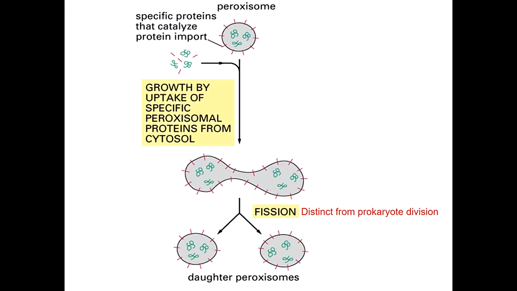Peroxisomes has got nothing to do with DNA or the fission of DNA nuclear material of bacteria. It's just the same word, but it's talking about two different things. Fission in peroxisomes basically is the vesicle gets bigger and then it splits in two to form two different daughter peroxisomes. That's all we're talking about in terms of fission of peroxisomes.